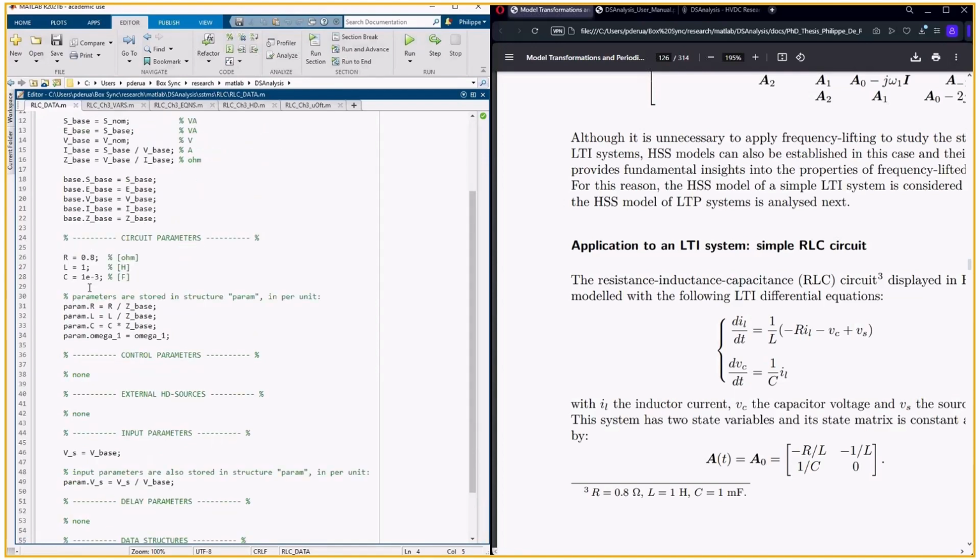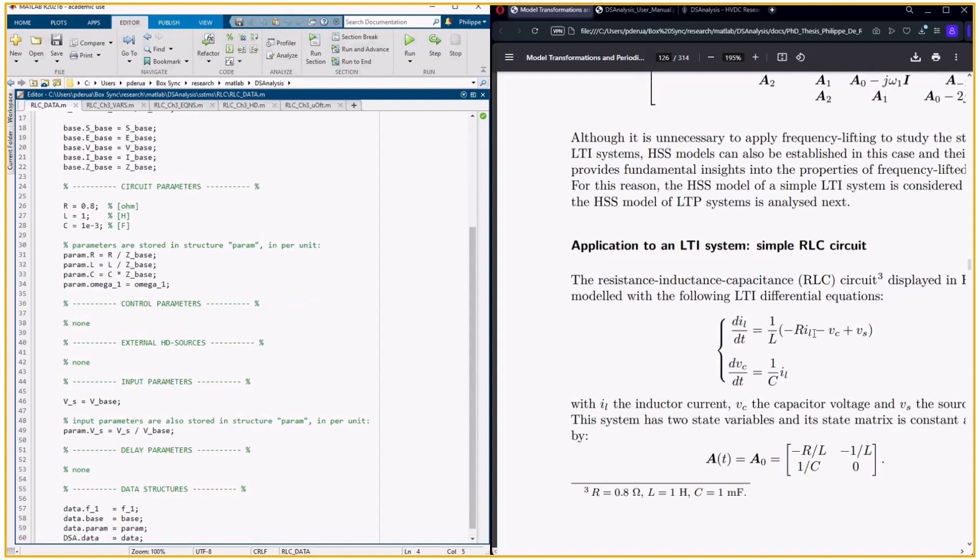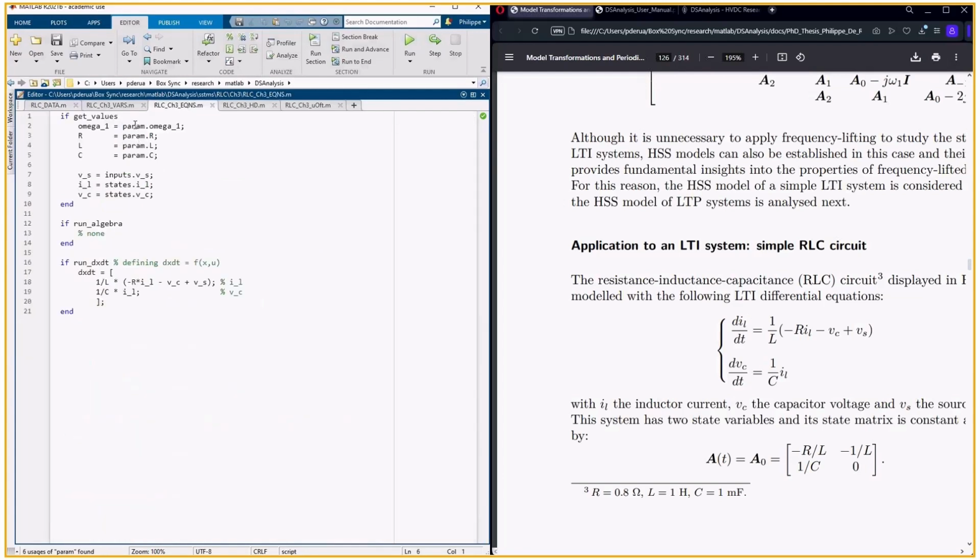As far as the parameters are concerned, for this very simple example, we have 3 parameters: the resistance, the inductance, and the capacitance. I have transformed these parameters into their per unit equivalent before putting them in the parameter or param structure. And naturally, in the equations file, I call the very same parameter structure to retrieve those values.